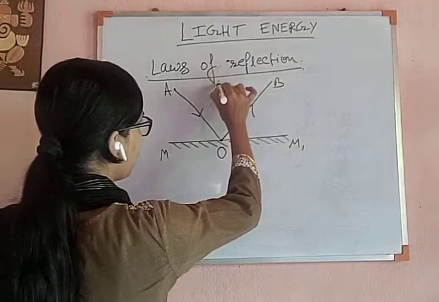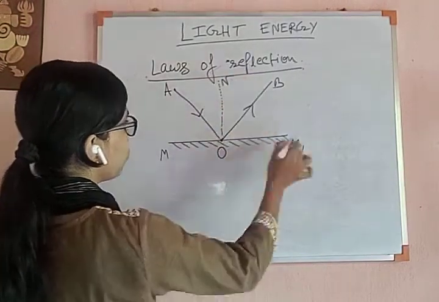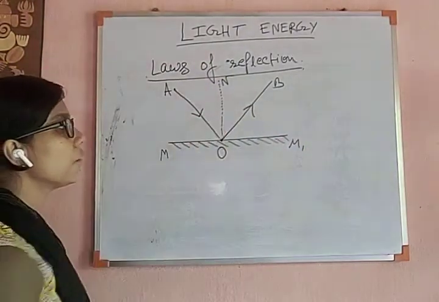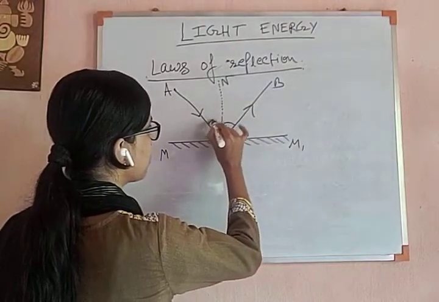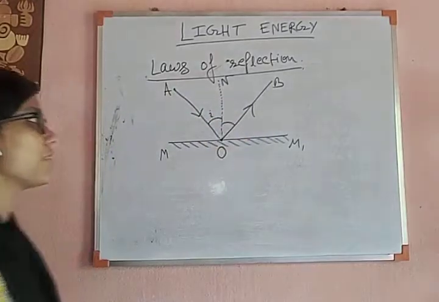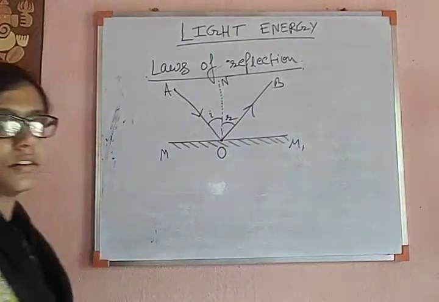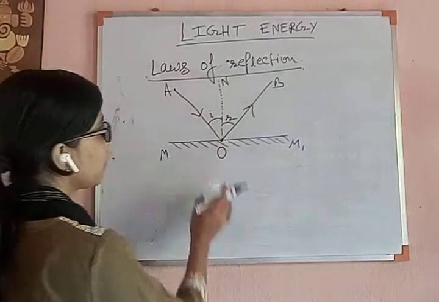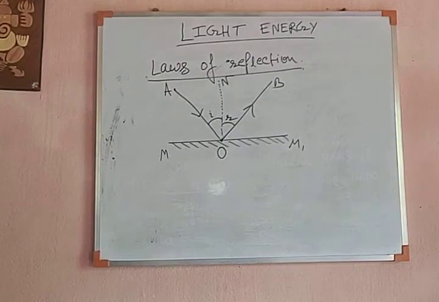We are drawing a normal ON to the plane MM1. This is the normal, which maintains an angle of 90 degrees with MM1 and gives two angles. This is the angle of incidence I, and this is the angle of reflection, denoted by small r. So this is the whole process of reflection: plane, incident ray, reflected ray, point of incidence, normal, angle of incidence and angle of reflection.